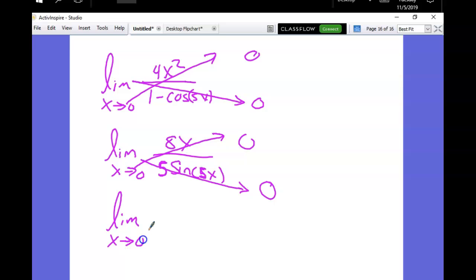Limit as x approaches 0. What's the top going to be? The derivative of the top is 8. Derivative of the bottom. Let's see. What's the derivative of sine? Cosine, right? Don't change the inside, but we do want to multiply by the derivative of the inside, which is 5. So it's going to be 25. And now we do our direct substitution. So what's cosine of 0 going to be?